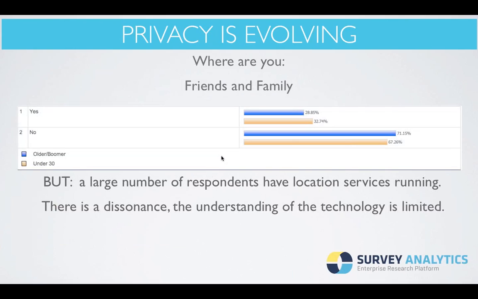We asked some millennials versus boomers, do you object to your friends and family knowing where you are? A lot of them said no, they didn't. A fair proportion said yes. But even the people who said yes have location services running. When we asked this question concerning companies, they're very vehement that they don't want the companies to know where they are. But again, these people have location services running on their phones, which potentially means that people can find out where they are.